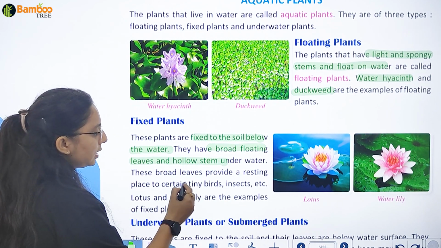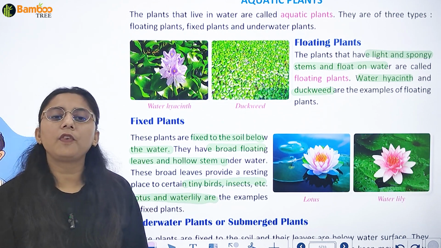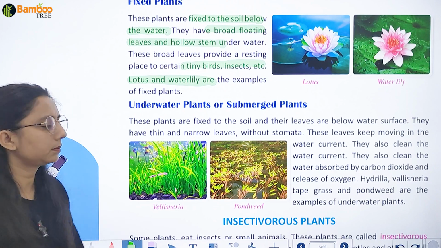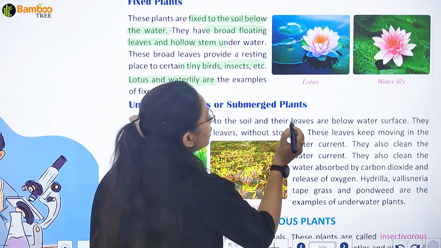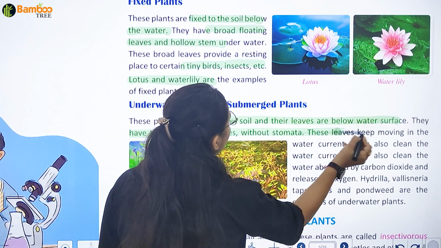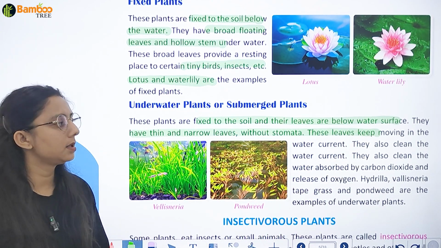और ये resting place provide करती है tiny birds और insects को, like lotus and water lily. They are fixed water plants. Then we have underwater plants or submerged plants. These plants are fixed to the soil and their leaves are below the water surface. They have thin and narrow leaves और इसमें stomata नहीं होता, ठीक है?